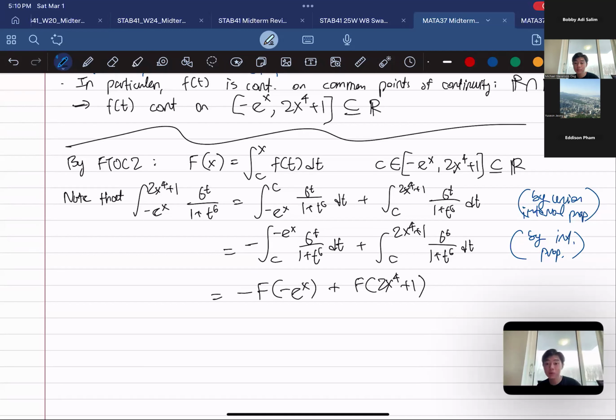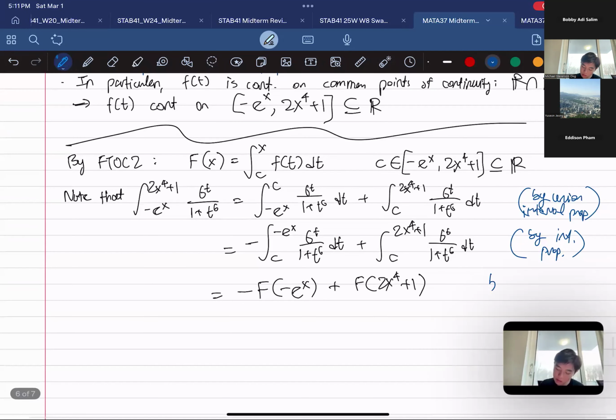And in this case, it will be easy to just straight away find the derivative. And this is by FTOC2, which is from here. Okay?